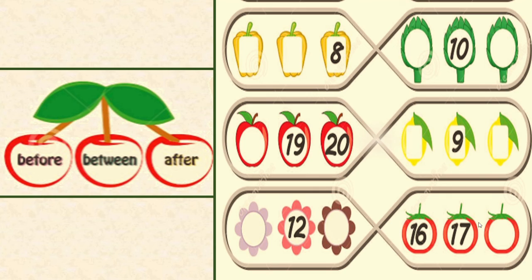Some more are there. See here, 2 numbers are not given, only 8 is given. We have to write 2 before numbers, that is 6, 7 and 8, correct? Now here 10 is given, so here 9 will come and here 11, right? 19, 20 is given, before number is 18, correct? Here 9 is given, in between number is given. We have to write before, that is 8, and after, that is 10.